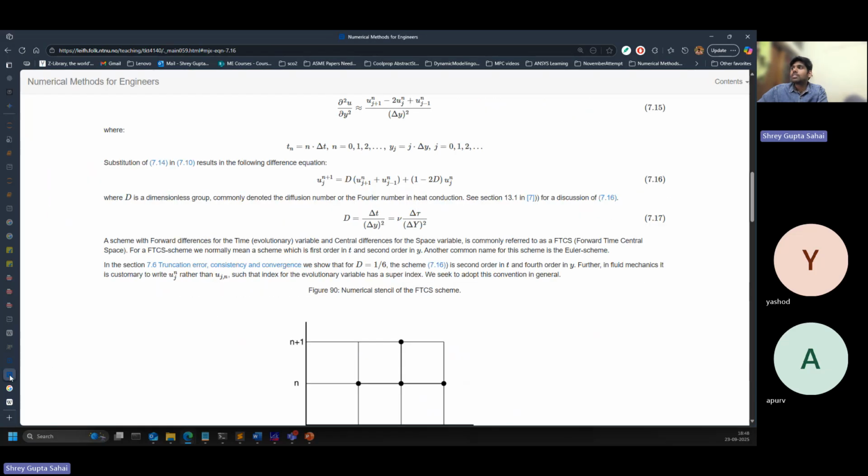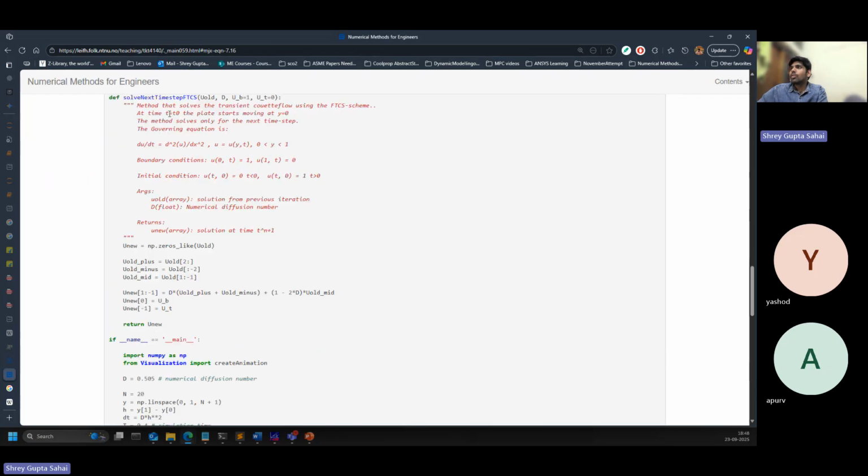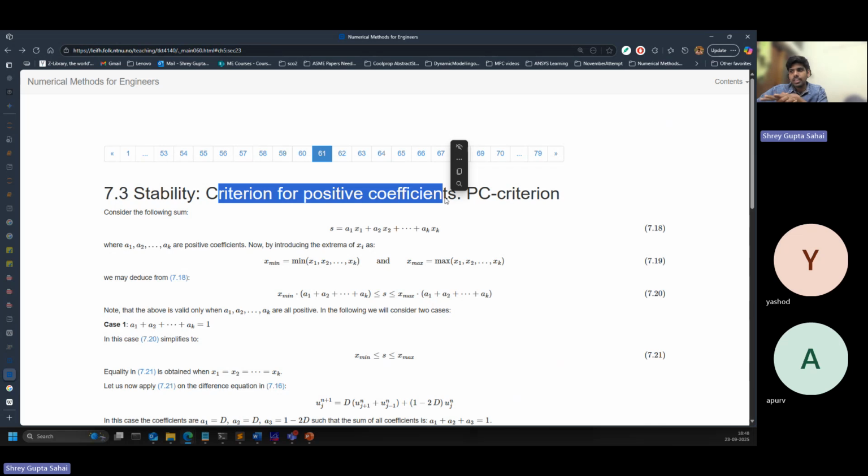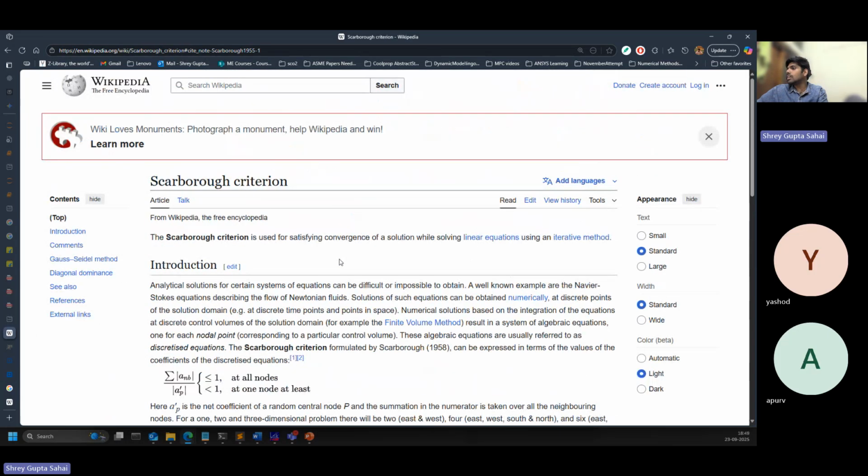So for the very simple case of the positive coefficient criteria, this is the conservative criteria. If this is true, your entire solution is definitely going to be asymptotic. But it does not say that if your positive coefficient criteria is not met, your scheme will be unstable. It is a sufficient condition but not a necessary condition, and that can be true even for a Scarborough criteria. My whole point was also on that.